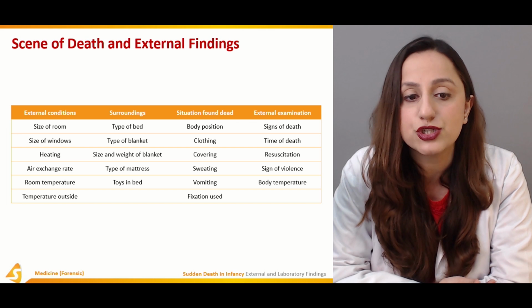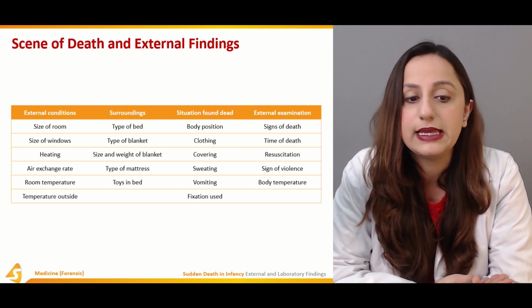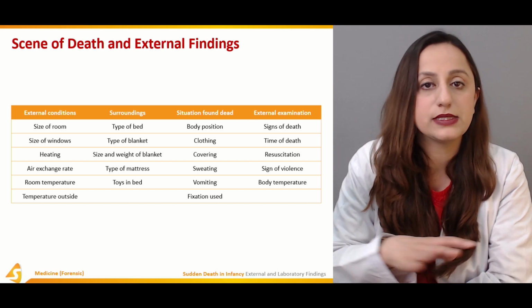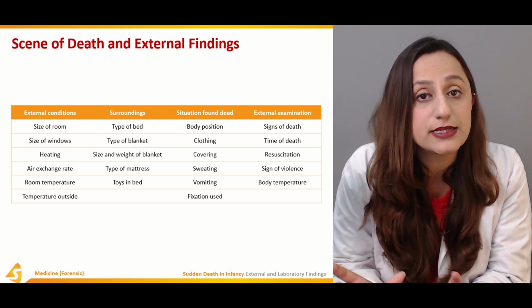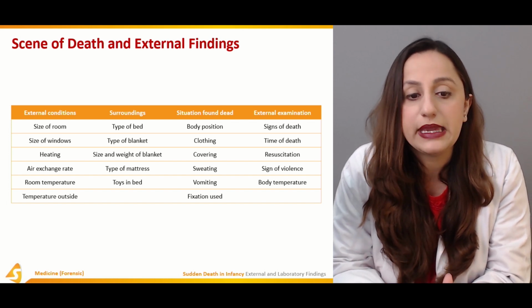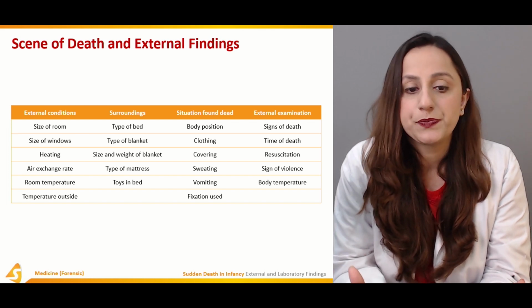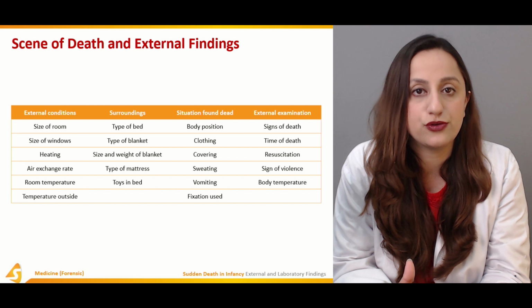You're going to have the external findings as follows. The external conditions: the size of the room, the size of the windows, and the heating environment are taken, and all of this has to be documented in detail. These points are very important, all of the points that have been tabulated here. The air exchange rate is again very important. Then the room temperature should be noted, and the temperature outside.